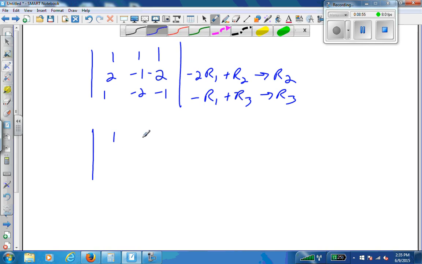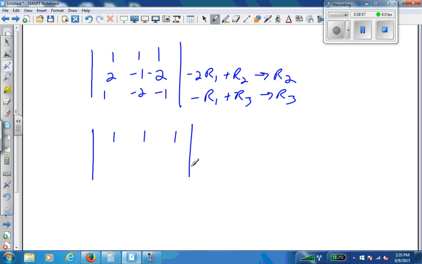So our new determinant, our new matrix that we're taking the determinant of is 1, 1, 1. -2 plus 2 is 0. -2 minus 1 is -3. -2 minus 4 is -4. -1 plus 1 is 0. -1 minus 2 is -3. -1 minus 1 is -2.